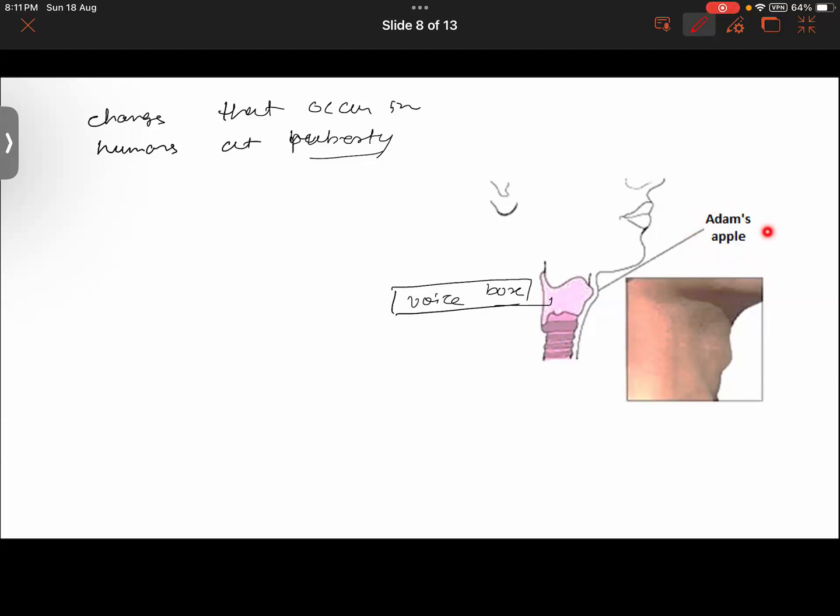But he ate that fruit, and that food got stuck in his throat. It is said that the food got stuck in his throat, and thereby this term Adam's apple came. That is the story behind this. So hope you are getting it.